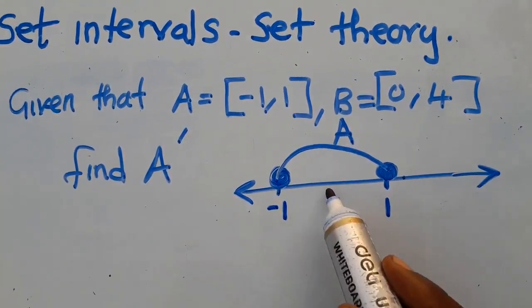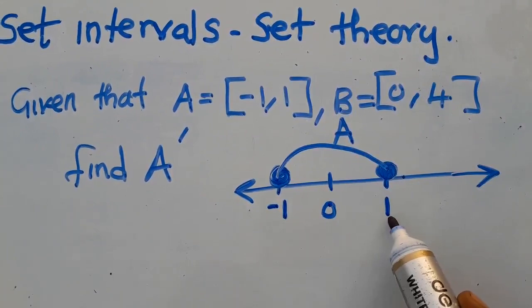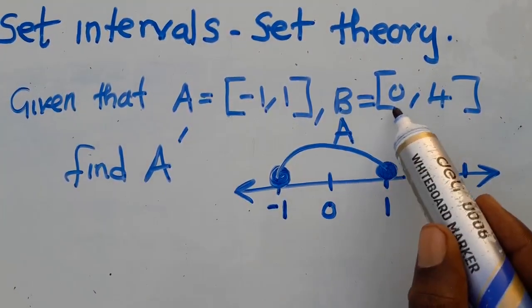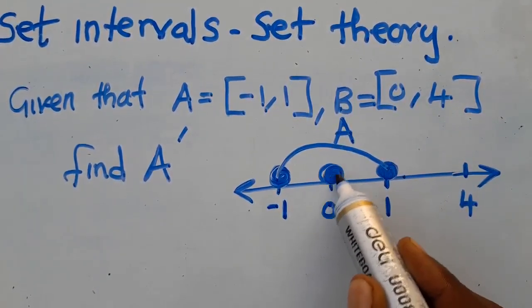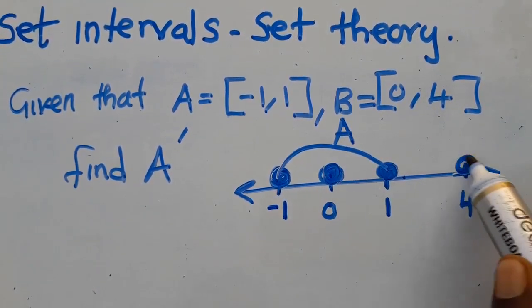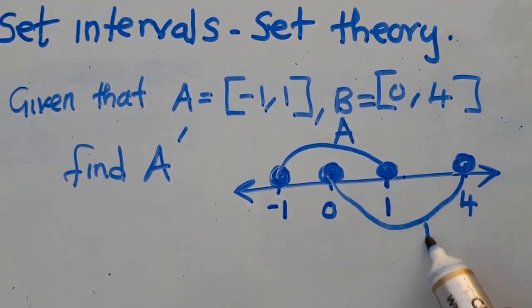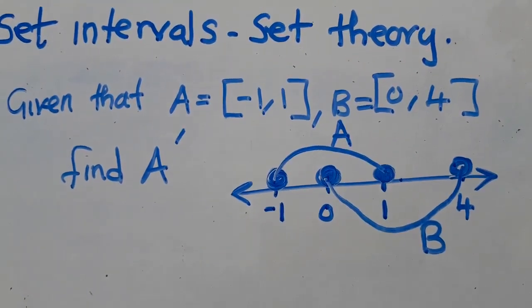Then B is from 0. 0 is just here, between -1 and 1. And 4 is here, 4 is there. How is this? Both of them are included. So this is included, I shade. This is also included, I shade. So I do this. This is set B. This is the first thing you need to do.